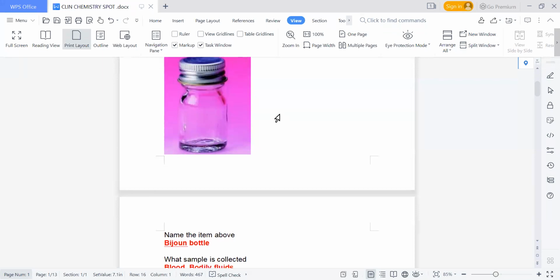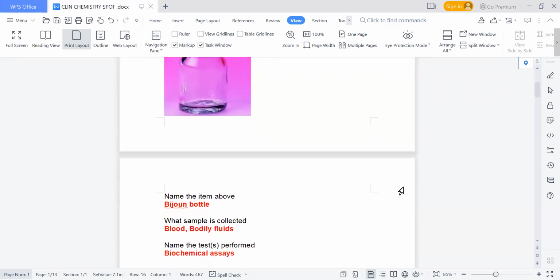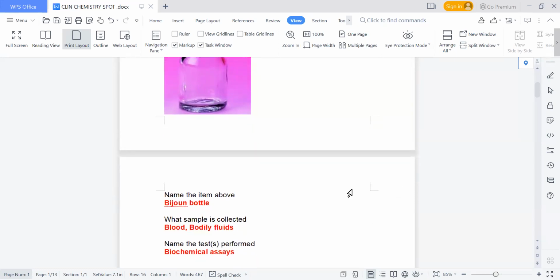Name the item above here. This is a Bijun bottle. It's used to collect blood and body fluids for biochemical assays.